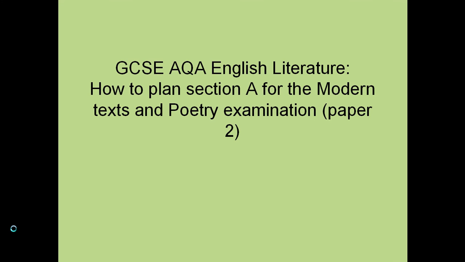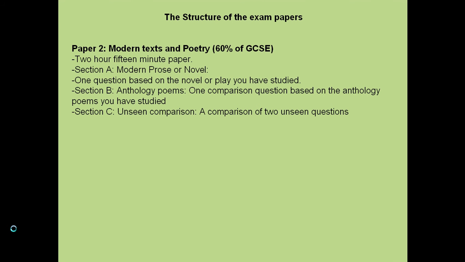Poetry examination. As a brief reminder, Paper 2 is worth 60% of your GCSE, whereas your previous paper is obviously worth 40%. This one's a longer paper, it's 2 hours and 15 minutes. There are 3 sections. The first section, which we're going to focus on today, is how to plan the modern prose novel or play. And that's obviously got a variety of different texts that you may wish to study.